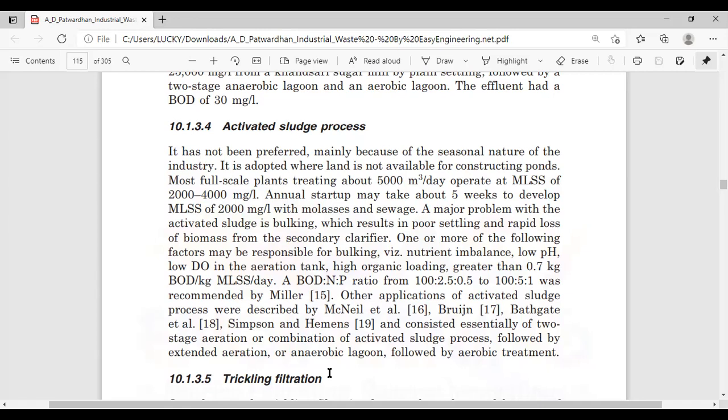high organic loading greater than 0.7 kg BOD per kg MLSS per day. A BOD to N to P ratio of 1000:5:1 was recommended by Miller. Other applications of activated sludge process were described by Mike Nail and Simpson and Holmson and consisted essentially of two-stage aeration, a combination of activated sludge process followed by extended aeration, or anaerobic lagoon followed by the anaerobic treatment.